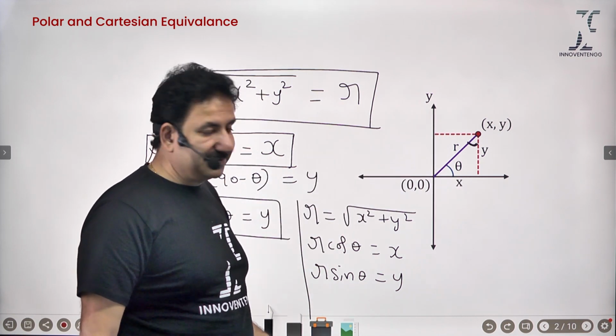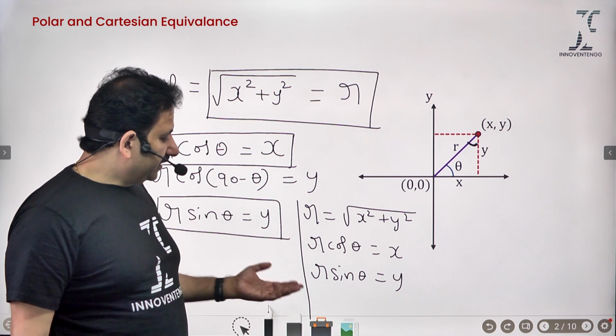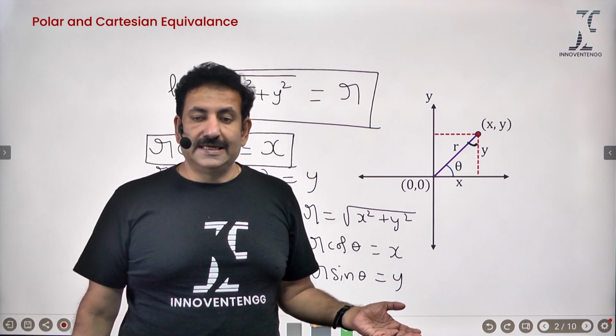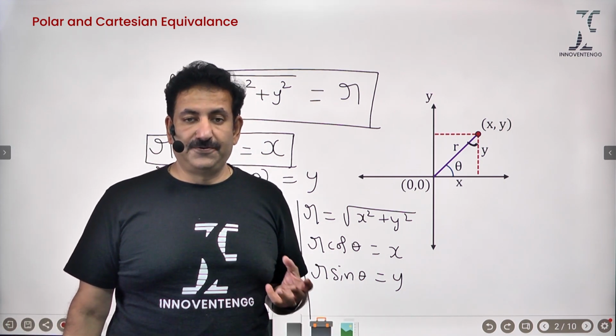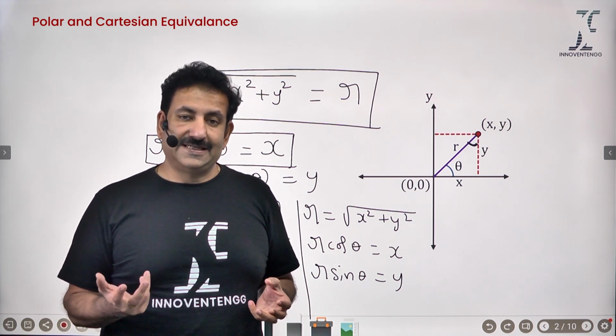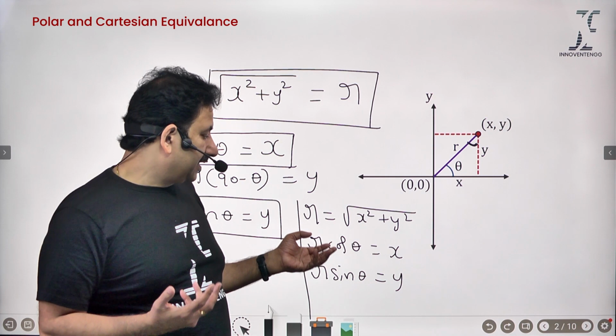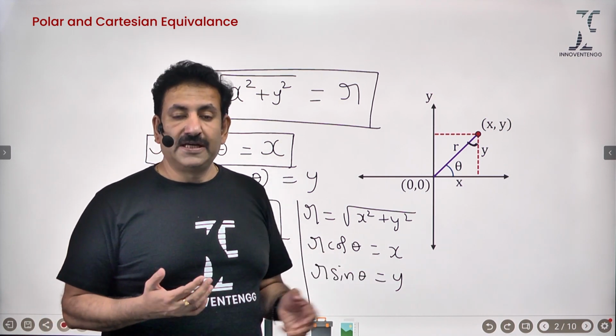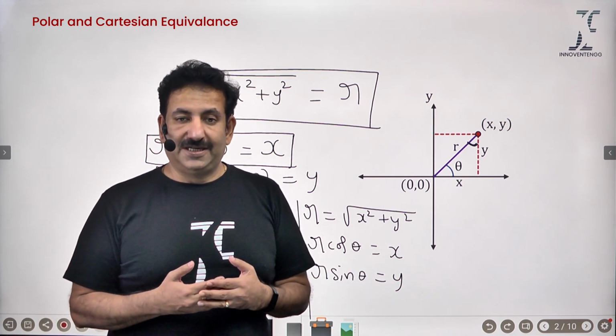So with that we will move on and try and convert a few typical curves, let's say parabola or a circle, from Cartesian to polar. So let's move on and look at those discussions.